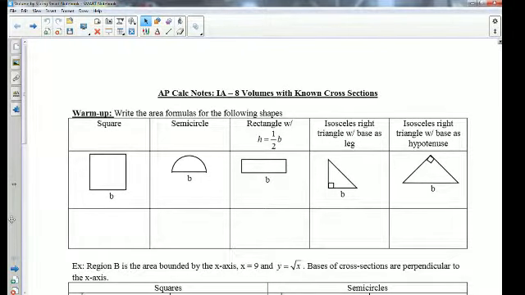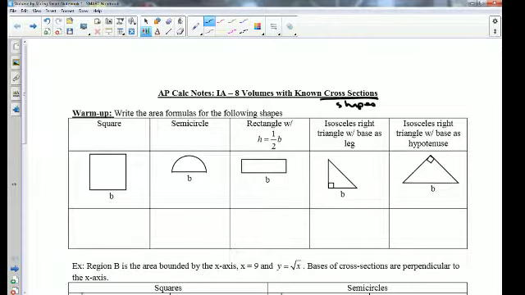Volumes with known cross sections, or cross-sectional volume. The cross sections are our shapes. Okay, these shapes that we've been looking at, right?